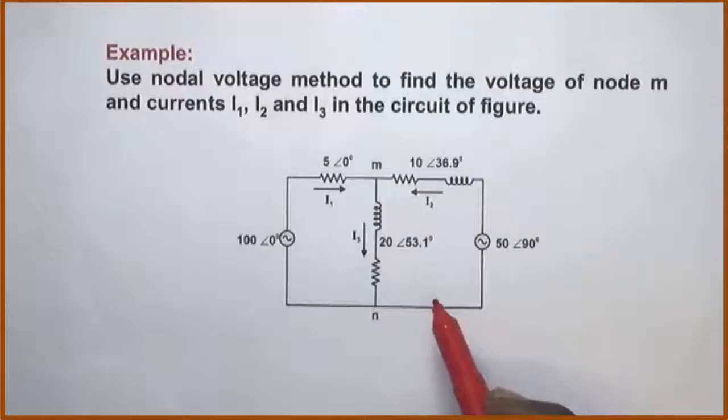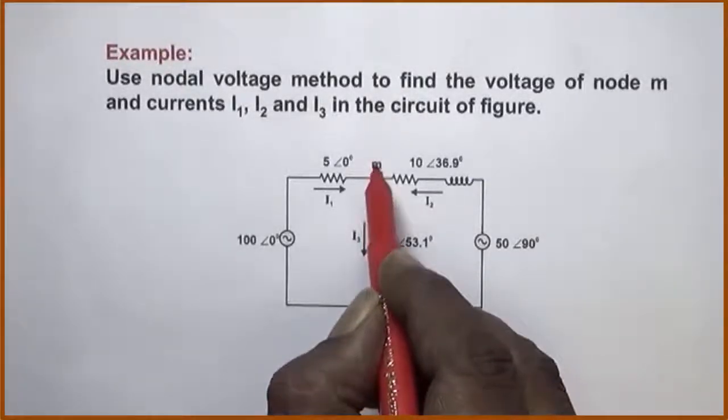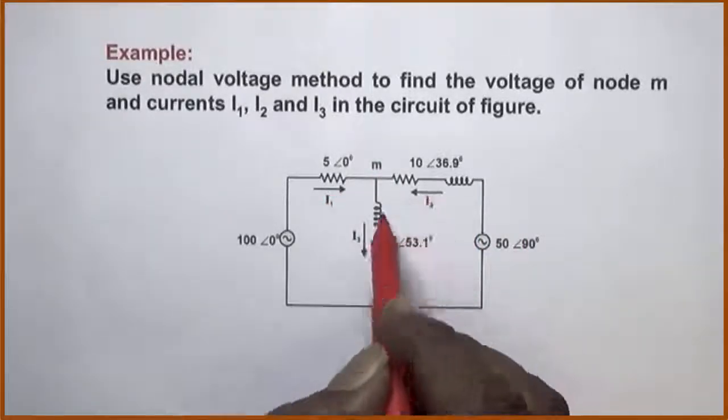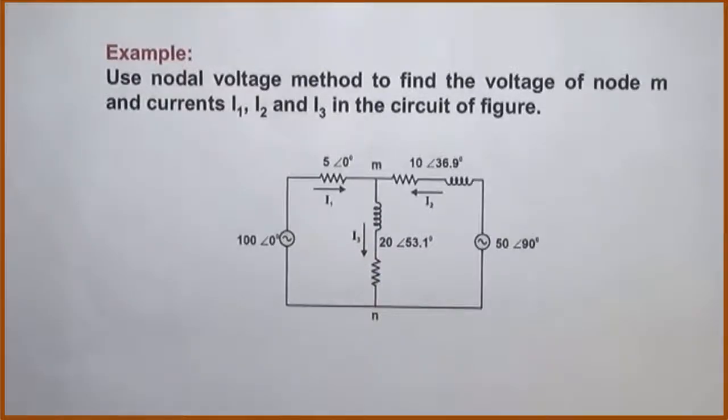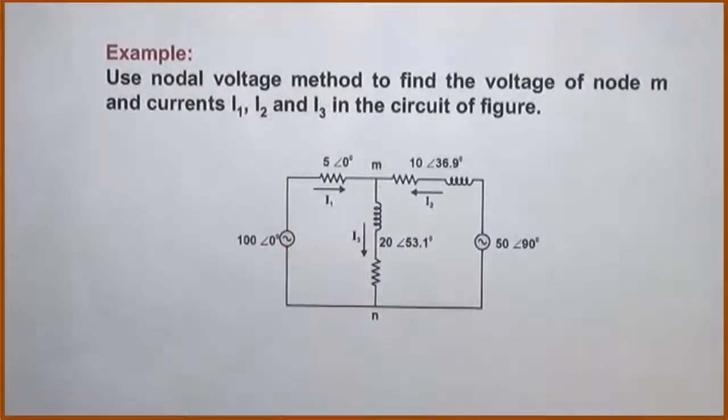This is the circuit given. We have to find voltage at this node M and we have to find currents I1, I2 and I3. This symbol here indicates that it is an AC voltage source. Now let us go for solution of it.